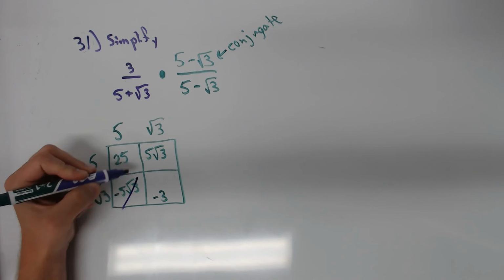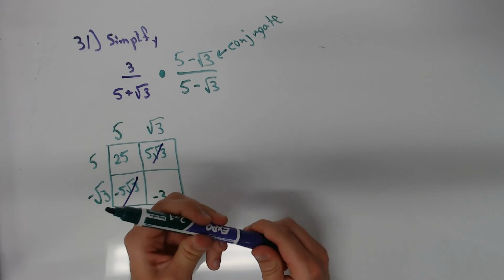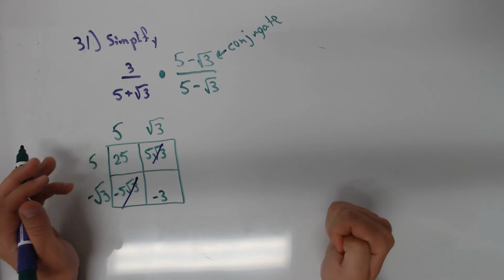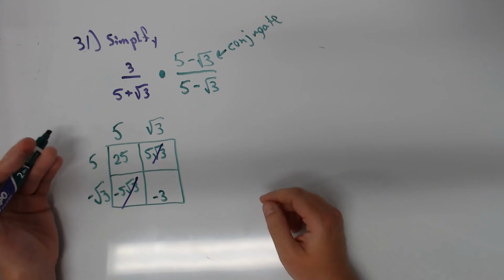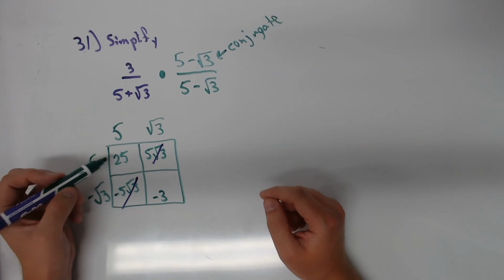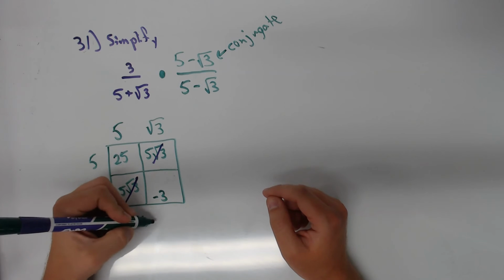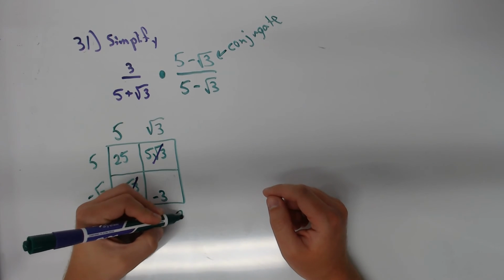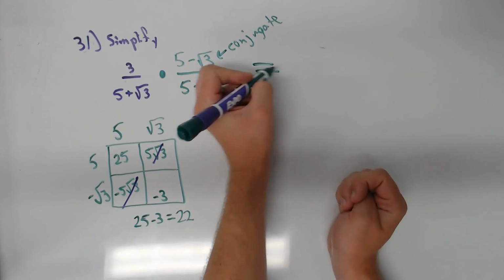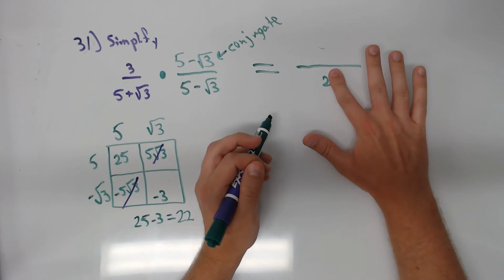So these two are opposites. They're like terms because they have the same radical part, square root of 3, but negative 5 and positive 5, it's going to make 0 square root of 3. And we all know 0 times anything is 0. So what this boils down to is 25 minus 3. So our new denominator is 22. That was the whole point of this, to get a rational denominator. So that's our new denominator, 22.